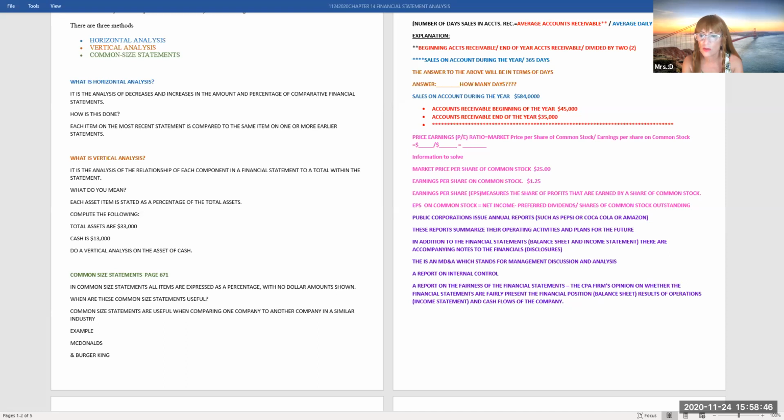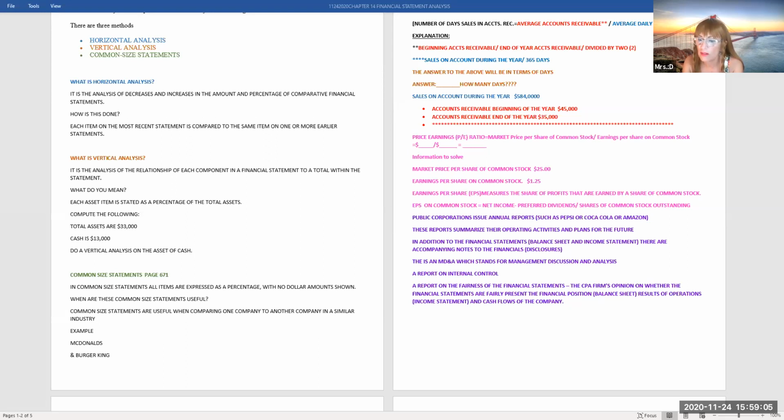And there's also a report on the internal control. And that's prepared by the auditors. So keep that in mind. This is something you want to write down because you might need it when you're doing the quiz.